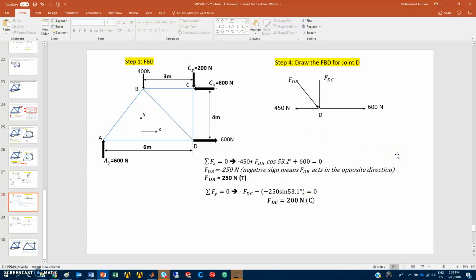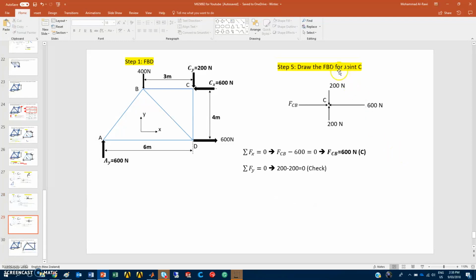Step 5, draw the free body diagram for joint C. This is joint C. You have support reactions 200 newtons, 600 newtons, and then the member CD with 200 newtons. We want to find this member FCB. So algebraic summation of forces in the x direction, the 600 should be in equilibrium with that force, so FCB will be 600 newtons. The arrow is in that direction, it is compression, that's why we put C. Need to check 200 minus 200, that's to check, should give me 0. It means I have equilibrium at point C.